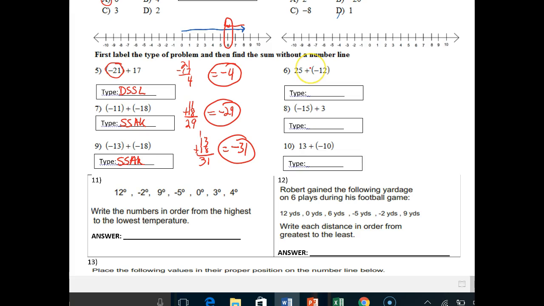For instance, number 6, I'm going to be nice. I'm going to do an even. This is a DSSL, different sign, subtract larger. So I'll do 25 minus 12. My answer in this case happens to be positive 13. Why is my answer positive 13? Because there are more positives. There are 25 positives compared to 12 negatives. I need to keep the sign of the larger number. I have more positive. It's a larger number. It has a larger absolute value. That's why my answer stays positive.